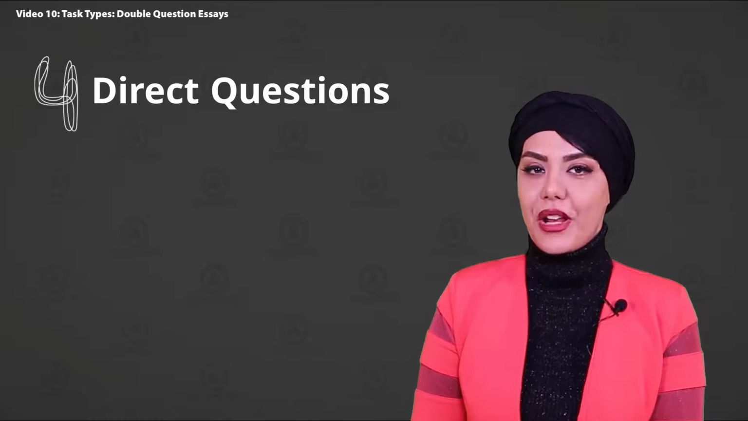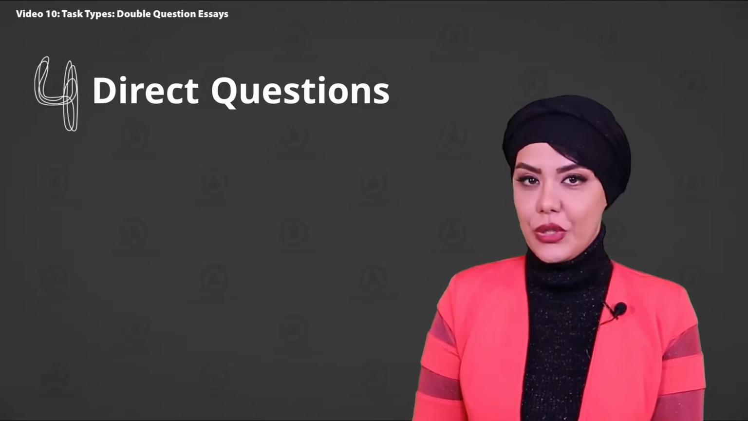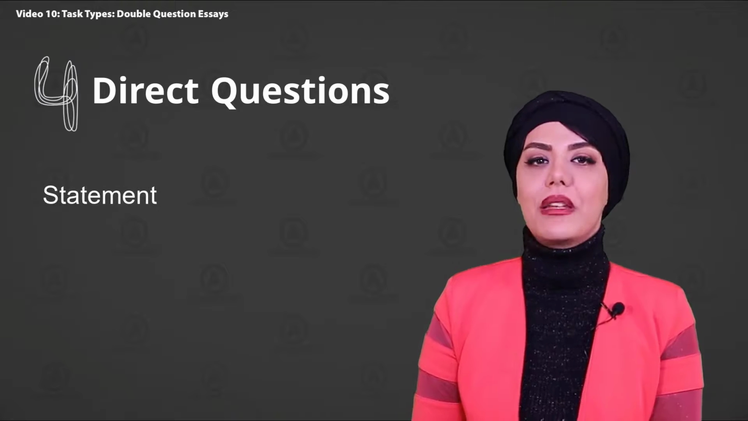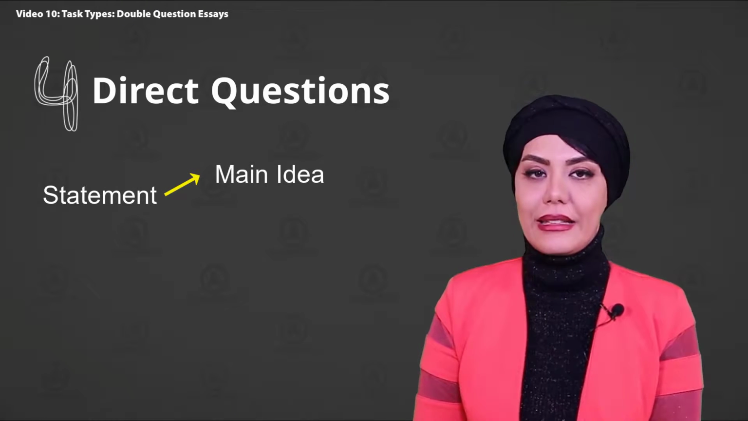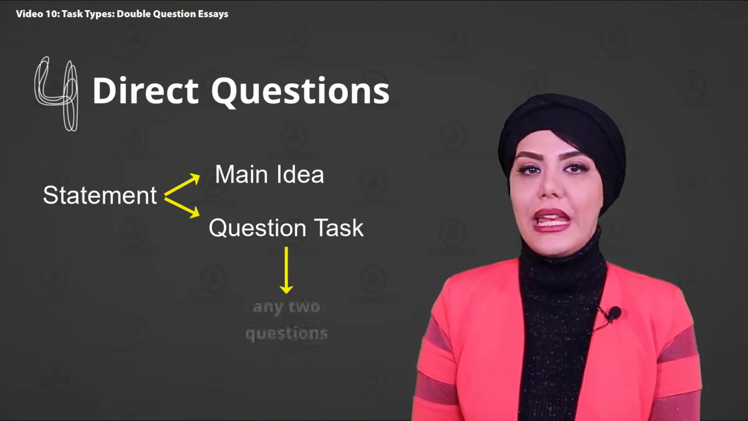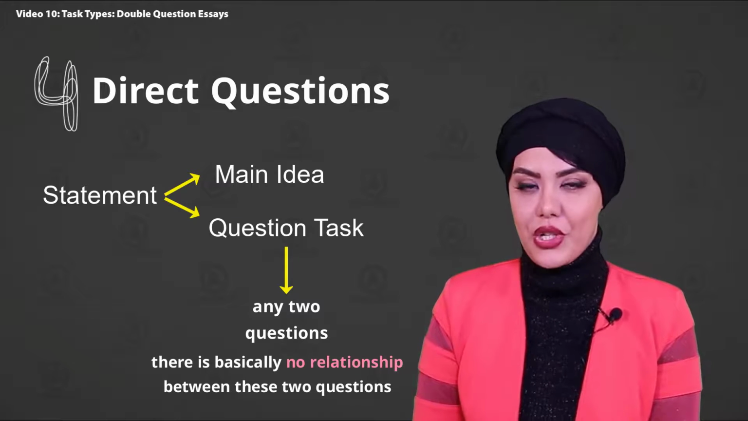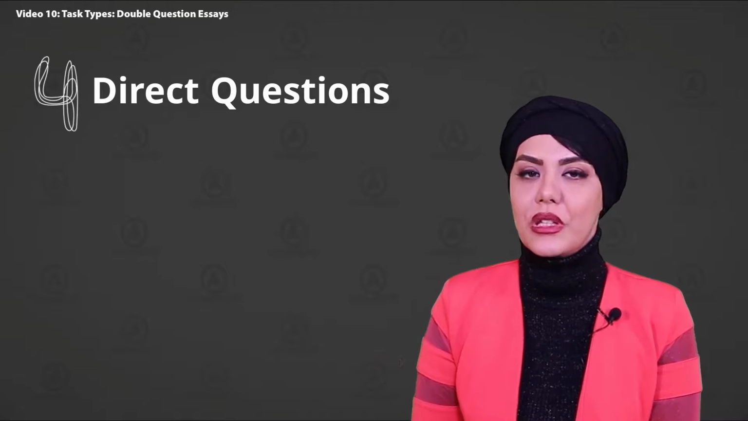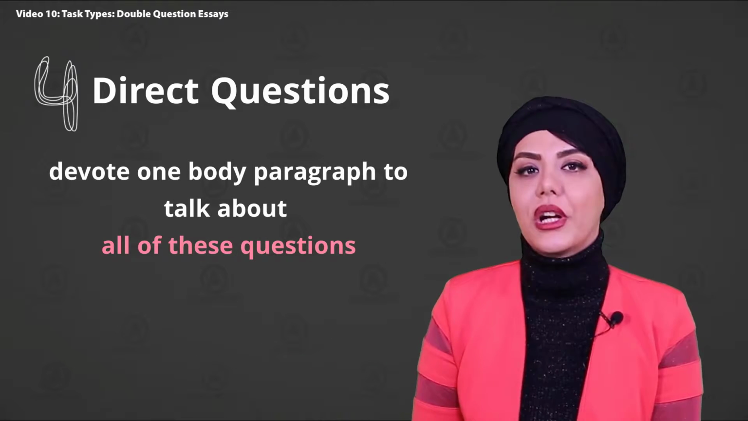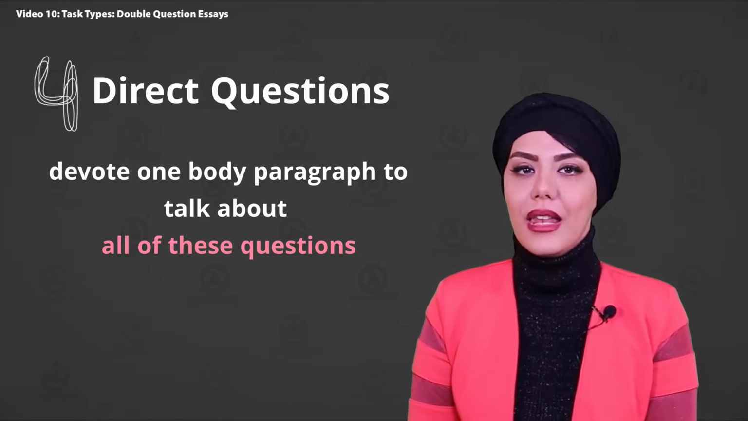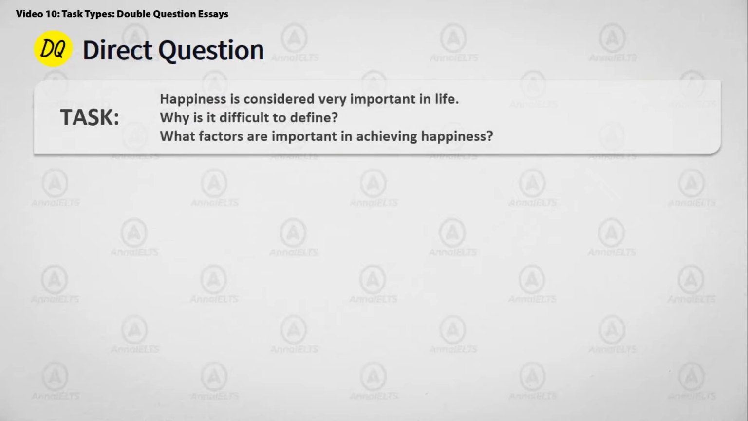The last category of double question essay is called direct questions. The statement includes one main idea and the other two questions include any question. Well, there are basically no relationship between these two questions. So it is suggested to devote one body paragraph and talk about all of these questions. Let's see one example. Happiness is considered very important in life. Why is it difficult to define? What factors are important in achieving happiness?